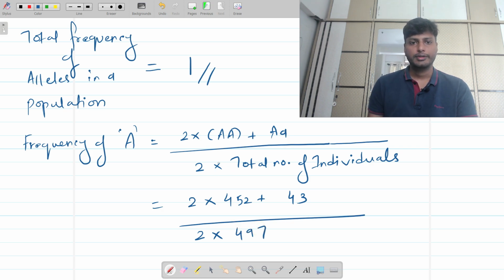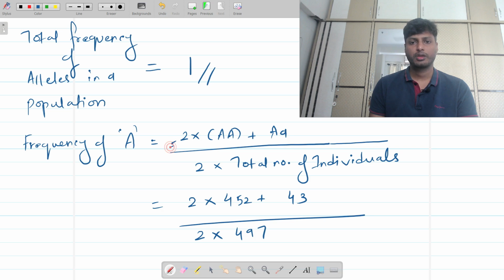Now remember, why are we taking 2 into the number of homozygous individuals? Since we are calculating the frequency of the dominant allele A, it is nothing but 2 into the number of homozygous individuals. Why 2? Because here we are considering the number of individuals. So obviously the homozygous individuals have twice the number of dominant alleles, whereas a heterozygous individual has only a single copy of a dominant allele. So that's why we are multiplying a homozygous dominant individual by 2.